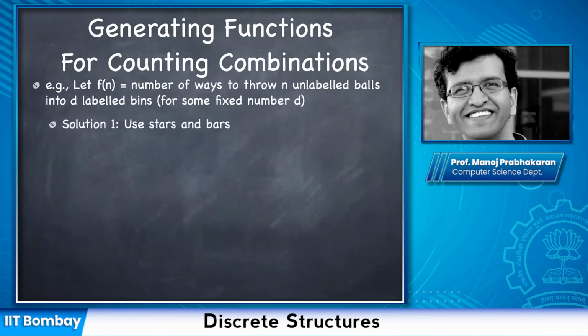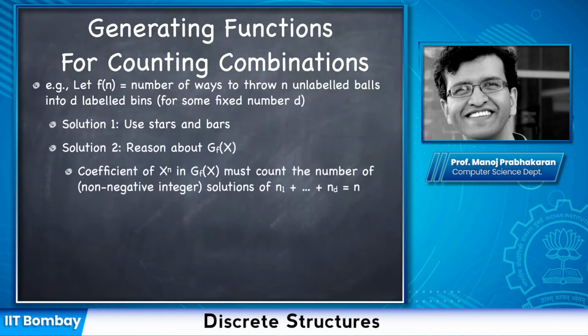And we already saw the solution for this using stars and bars. You can assemble d minus 1 bars and n stars. That's the number of ways you could choose. That's the solution for this. But let's see another solution now by reasoning about the generating function of this sequence. Okay, so we are interested in, so what should g f of x look like? It has coefficients f_n for x to the power n.